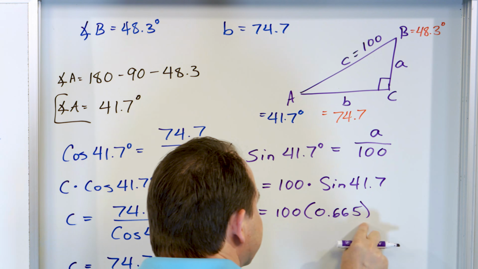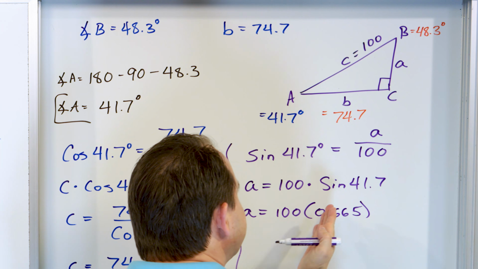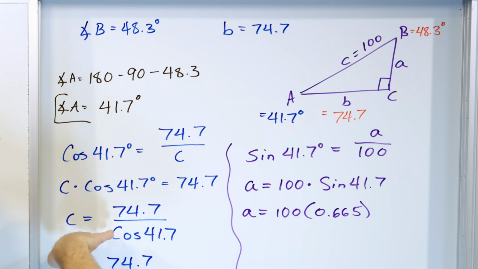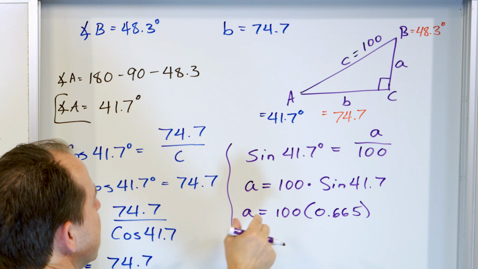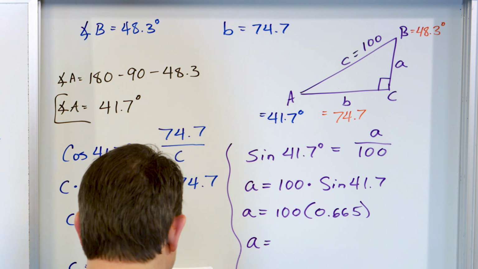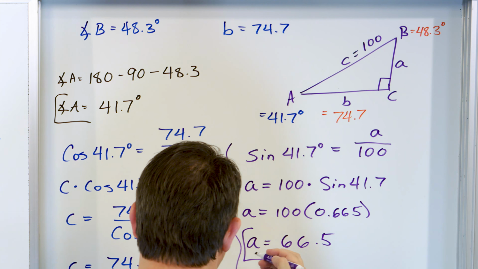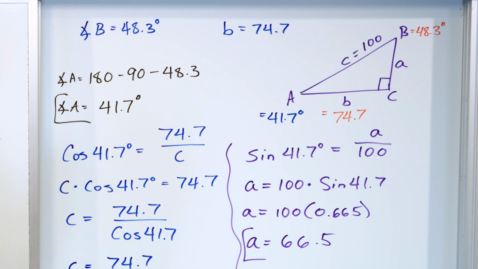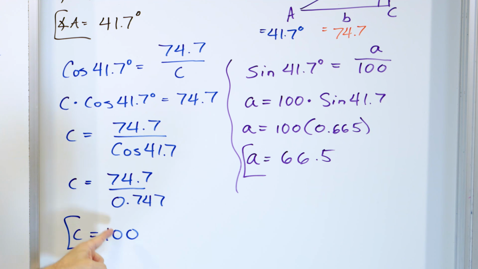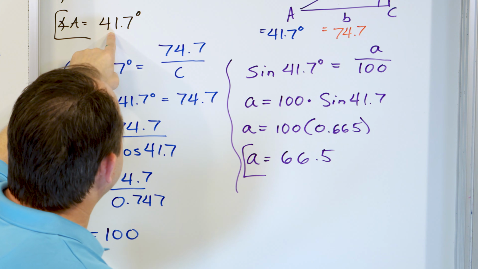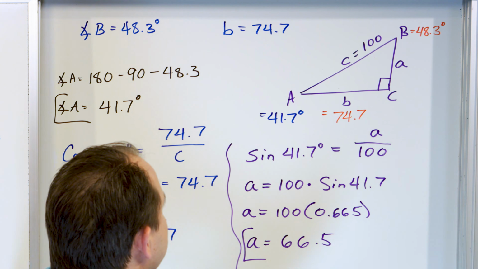Okay, so it's like the sine and the cosine: if it's a unit circle with a hypotenuse of 1, the sine gives you the vertical projection, the cosine gives you the horizontal projection. If the hypotenuse were 1, this is how much of it would be in the vertical direction, times 100, then we get 0.665 times 100, 66.5 meters or whatever it is. Now let's double check ourselves. For the sides, A is 66.5, B is 74.7, C is 100. And for the angles, angle A, 41.7, angle B, 48.3, angle C is 90. So we've solved the triangle.